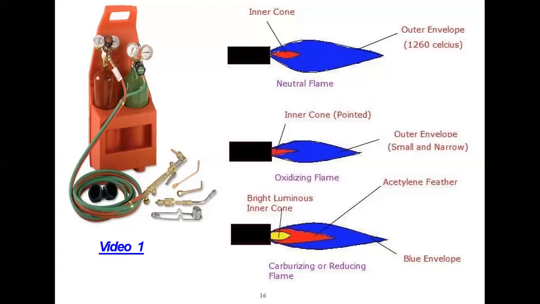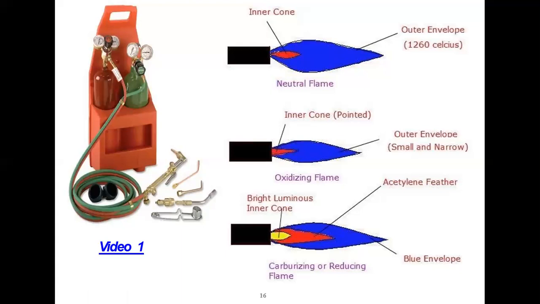Next I am coming to the flames that we can generate during our oxyacetylene gas welding. The first one is the neutral flame, another is the oxidizing flame, and the third one is the carburizing flame. These three types of flames we can generate through this oxyacetylene welding.